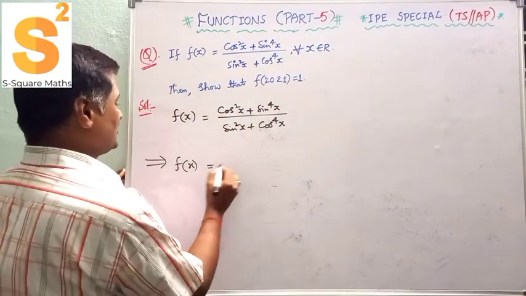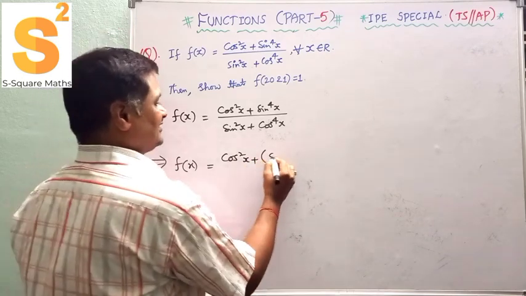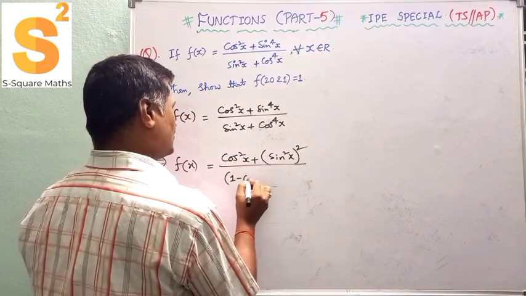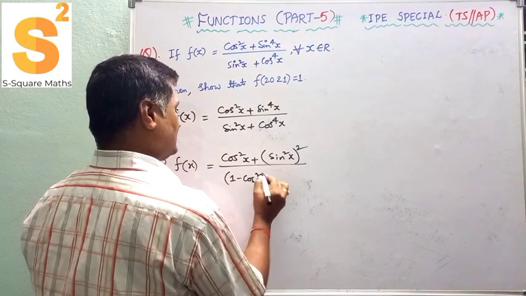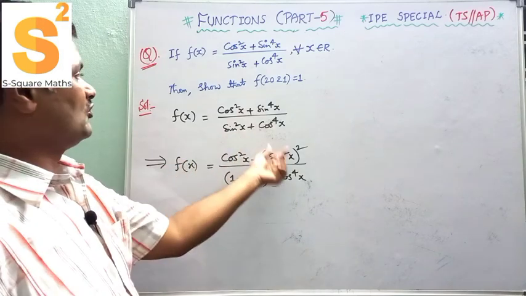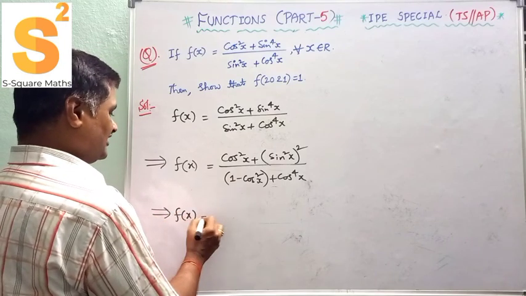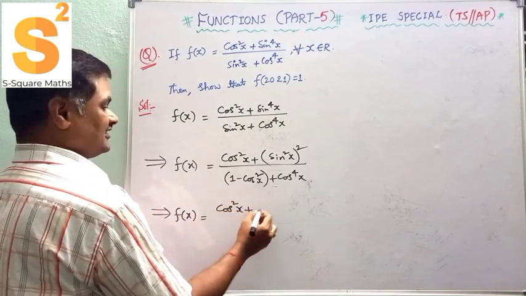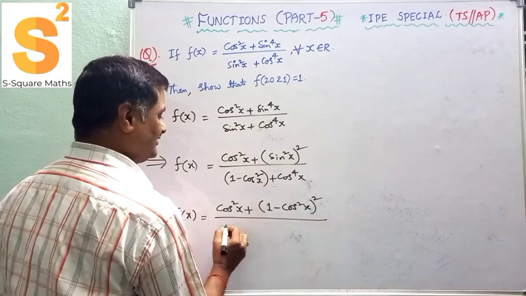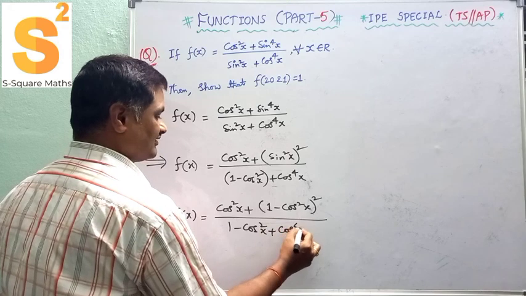Now f of x is equal to cos square x plus sin power 4x, which can be written as sin square x the whole square, and sin square x I can write as 1 minus cos square x, by sin square x, which is 1 minus cos square x, plus cos power 4x. So a power m whole power n, and I replaced sin square x with this. So f of x is nothing but cos square x plus 1 minus cos square x the whole square, by 1 minus cos square x plus cos power 4x.